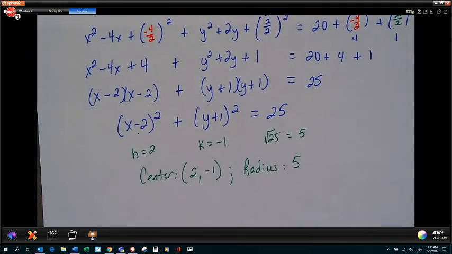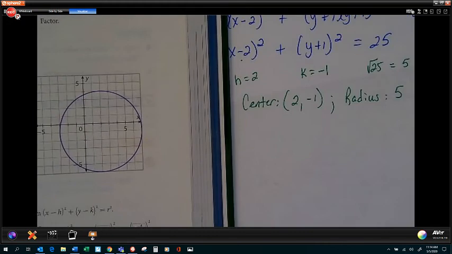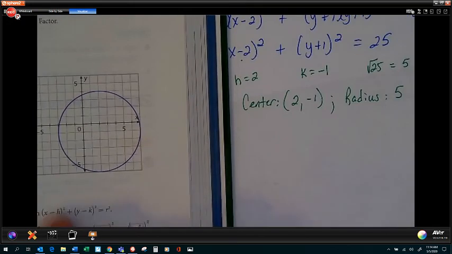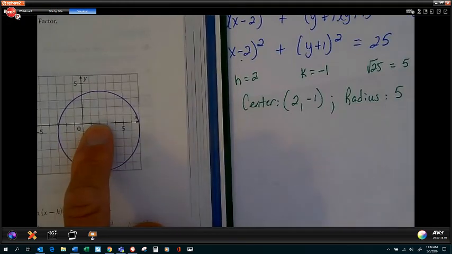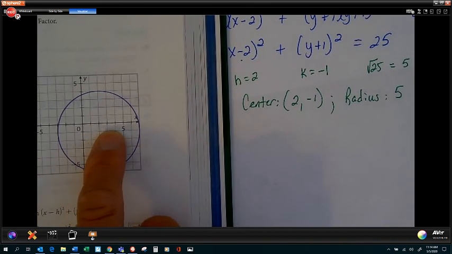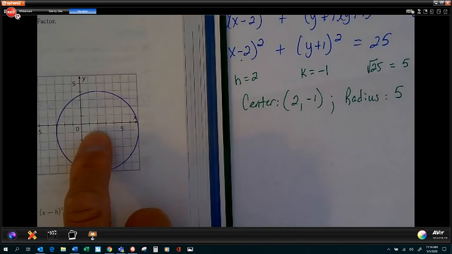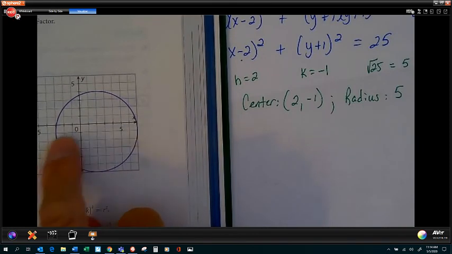So now I'm going to graph the circle. My center's at 2, negative 1. Here's the center of my circle. My radius is 5. 1, 2, 3, 4, 5 to the left, and 1, 2, 3, 4, 5 to the right.